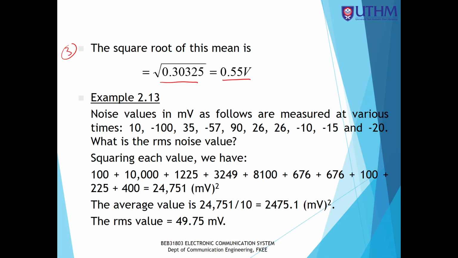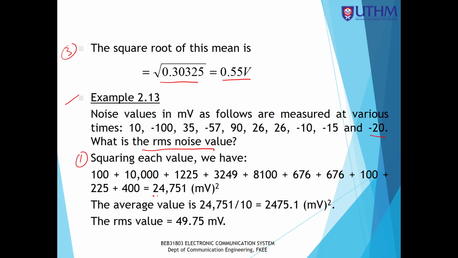Okay, another example, also 10 values of RMS noise voltage. So we have 10 meter readings: 10 volt, 100, minus 100 volt, 35 volt, and until minus 20 volt. How much is the RMS noise value for all of the readings? Okay, first find the quadratic summation.